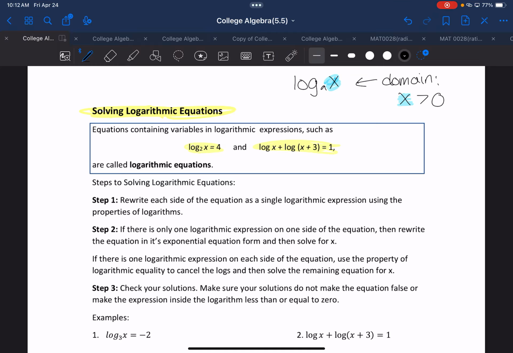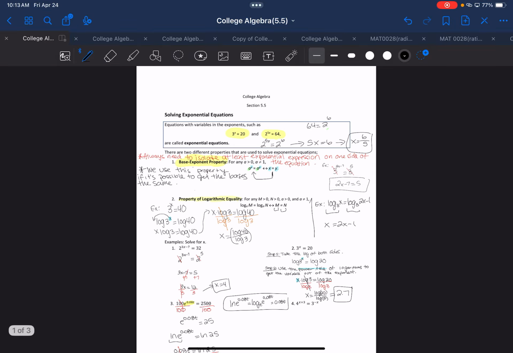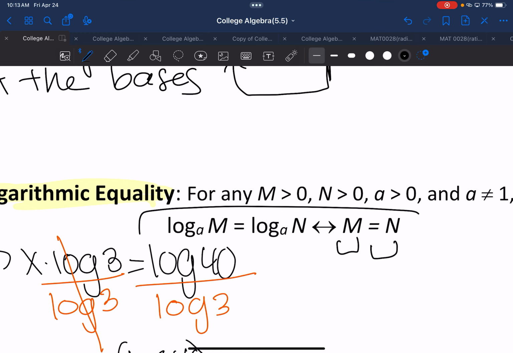One of the main properties we're going to use is going from logarithmic form to exponential form. That's going to be very helpful in solving these. And then the other property that we're going to use is the one we just learned about, this one here, but now we'll be going backwards. So if I have two logs equal to each other on each side of the equation, I can cancel the logs and just set what's inside the logs equal to each other. So we could also use that property.